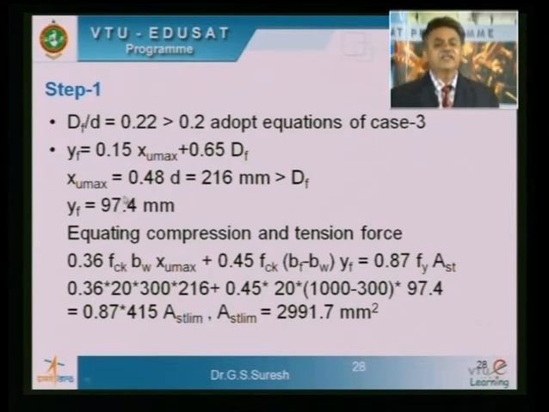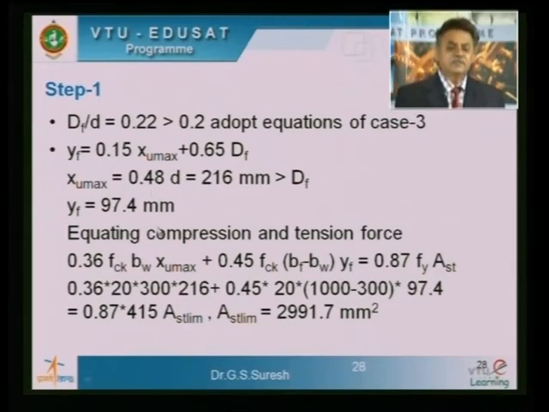So, XU max is 0.48 D, which is 216 mm greater than the thickness of the flange or the slab. And I substitute XU max equal to 216 in the above equation, I get the YF, that is the depth of the stress block, as 97.4, the rectangular portion which is within the flange.